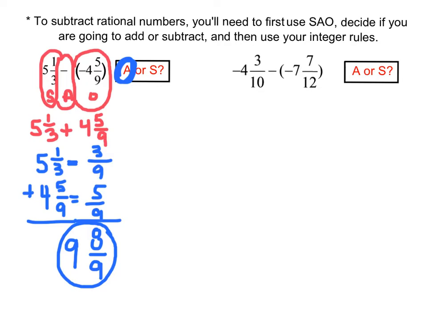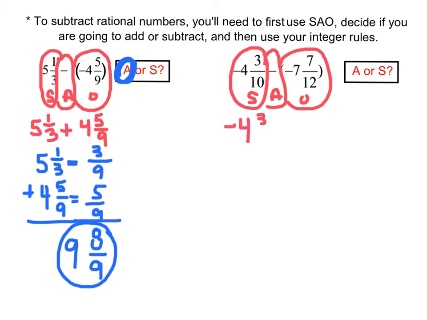All right, let's go ahead and take a look at number 4. Again, since this is a subtraction problem, we're going to go ahead and use SAO first. Keep the first mixed number the same. Change the subtraction sign to an addition sign. And then the opposite of negative 7 and 7/12 is positive 7 and 7/12.